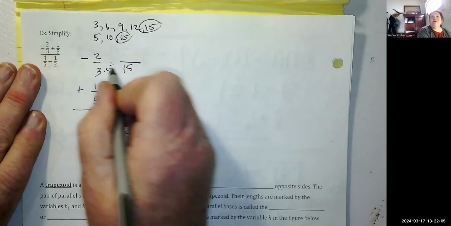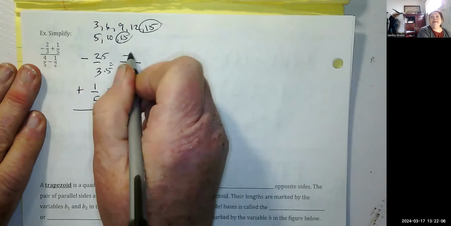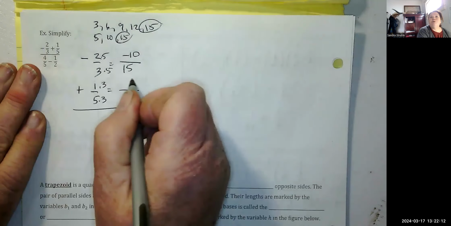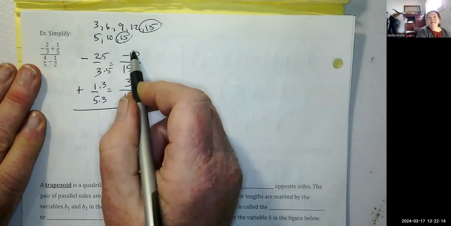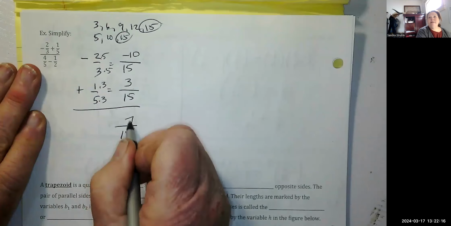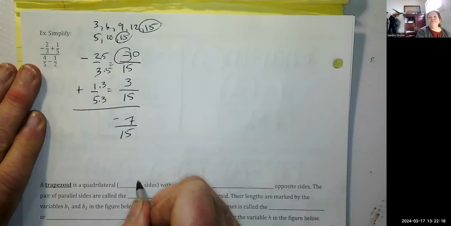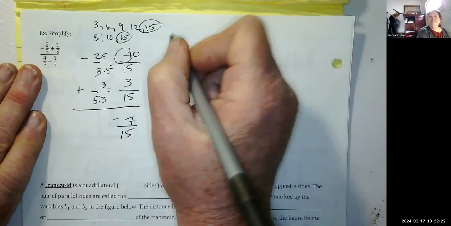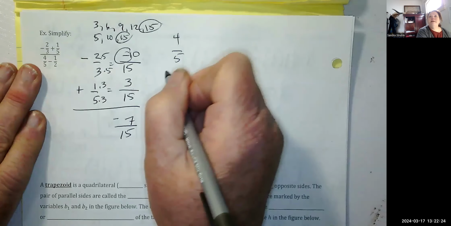3 times 5 is 15. -2 times 5 is -10. 5 times 3 is 15. 1 times 3 is 3. The signs are different, so we're going to subtract them and take the sign of the larger number. -7/15. Let's simplify the denominator now. 4/5 minus 1/2.